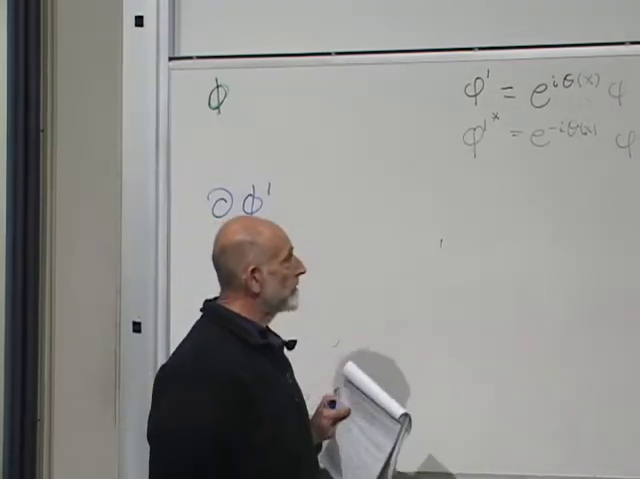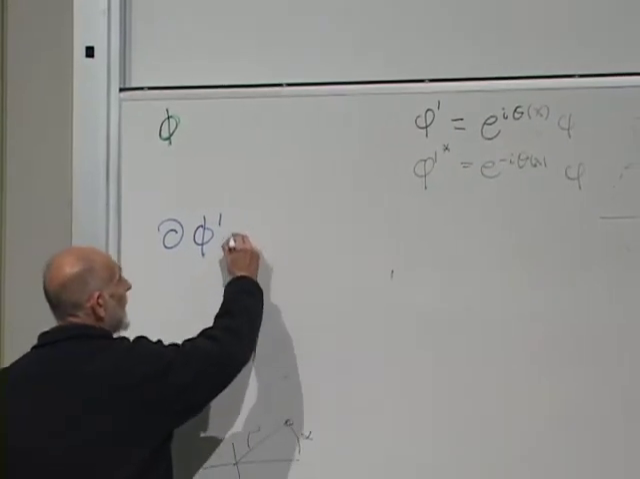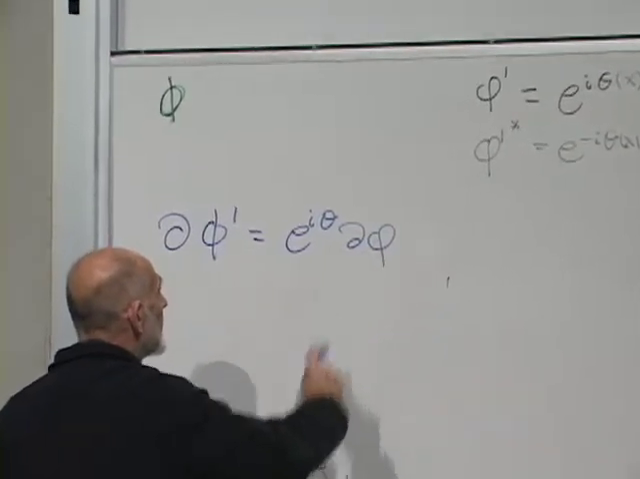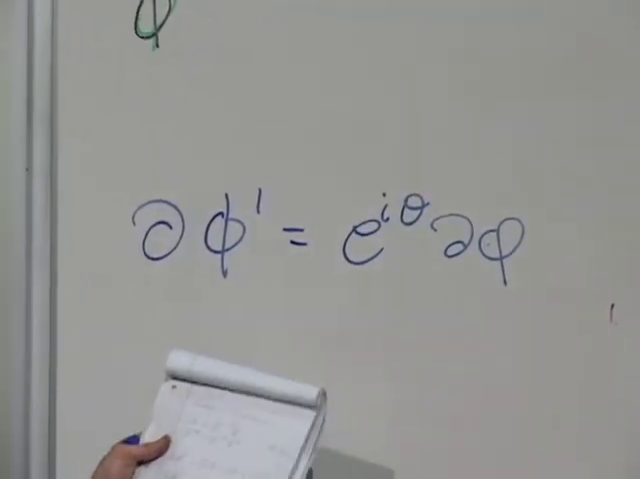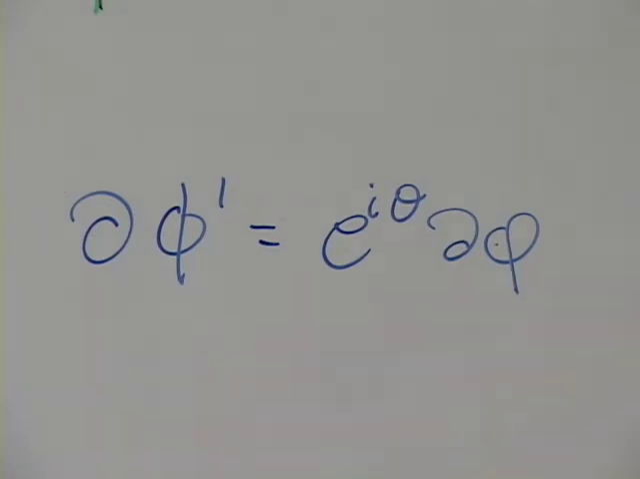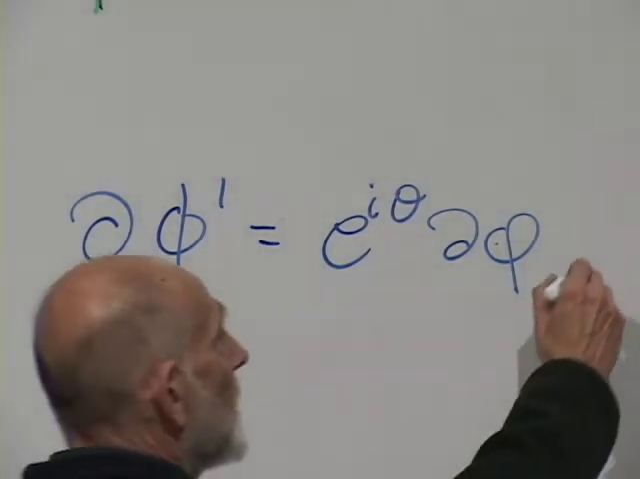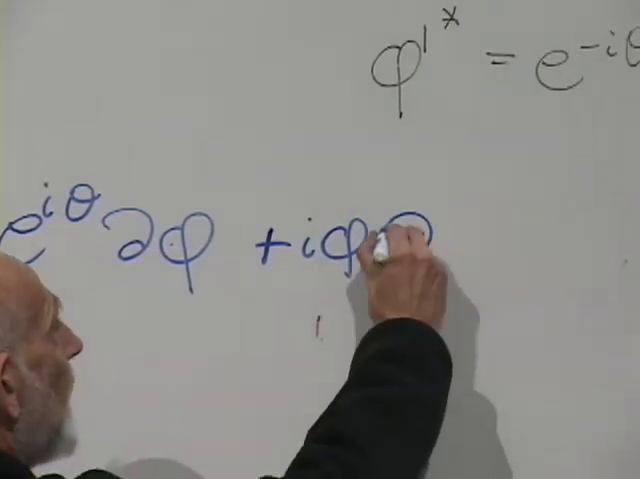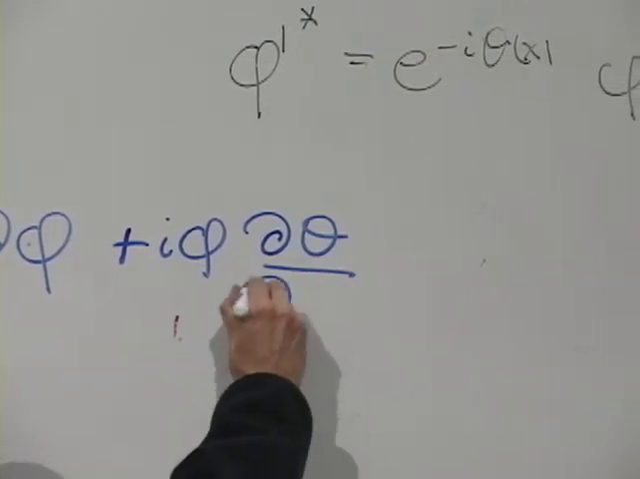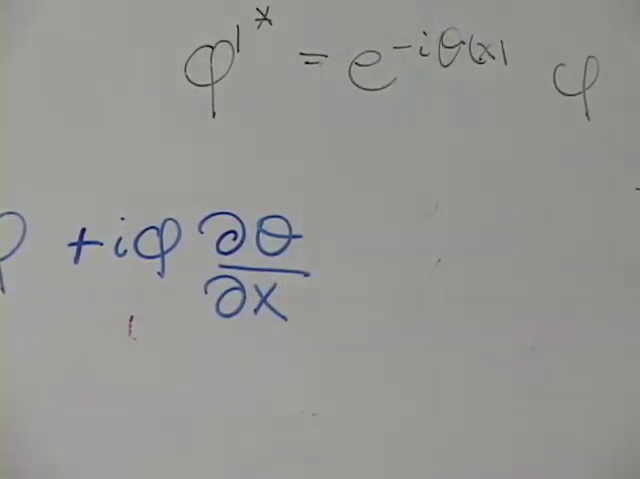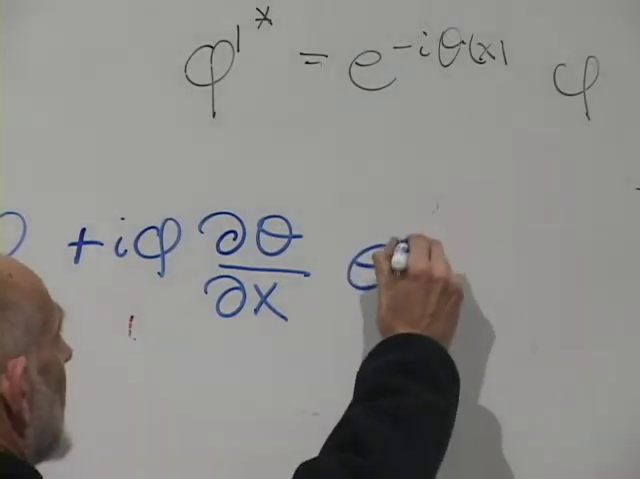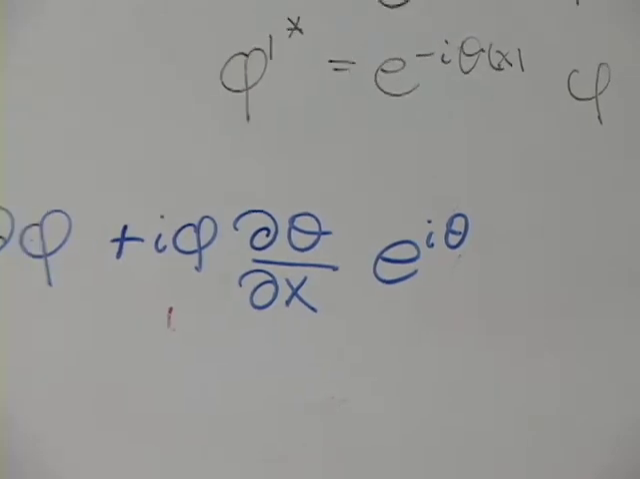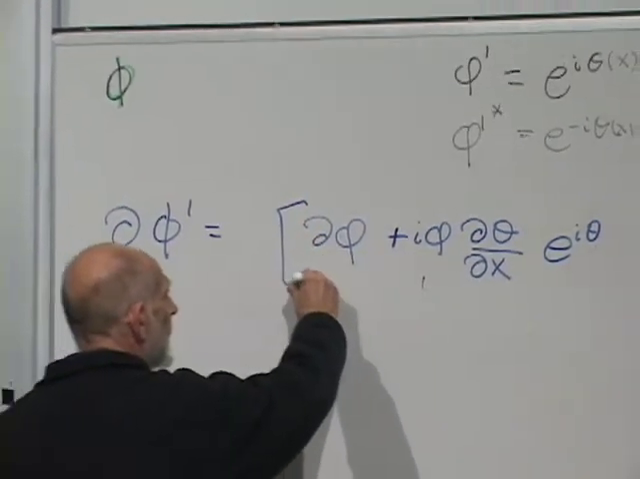Here's phi prime. All right. Well, first of all, it will contain e to the i theta times the derivative of phi, right? The unmodified, the before the transformation takes place. And then it'll contain a second term. And that second term will be phi times the derivative of theta with respect to x, times e to the i theta. In fact, let's factor e to the i theta out. It's an overall multiplicative factor.